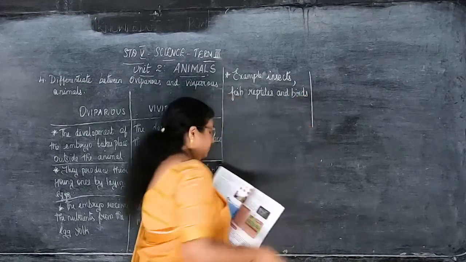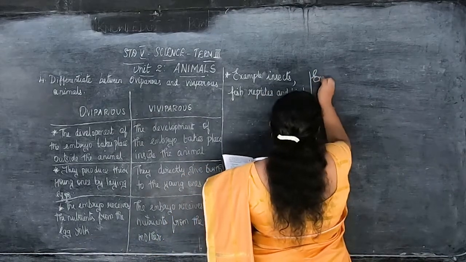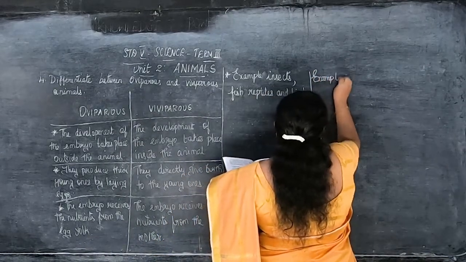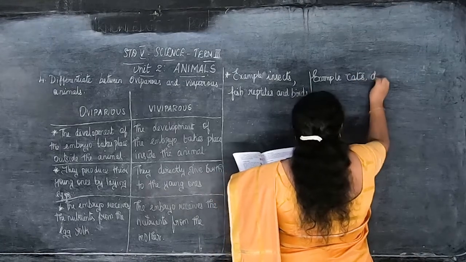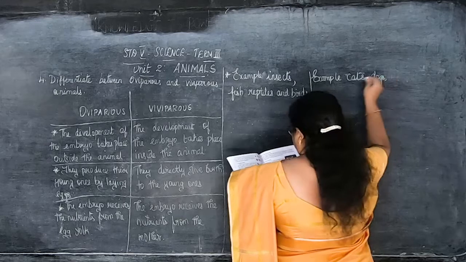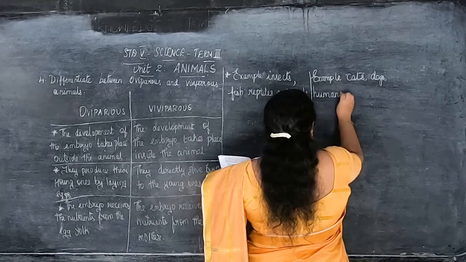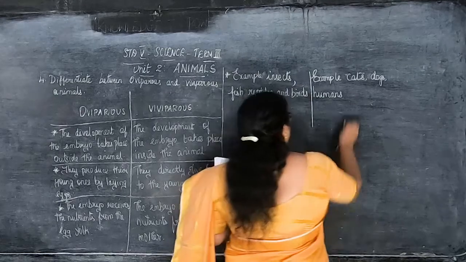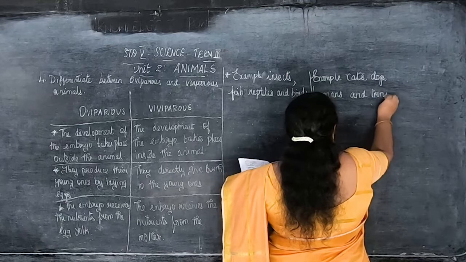Okay, and for viviparous, examples: cats, dogs, humans and lions. Okay, that's all.